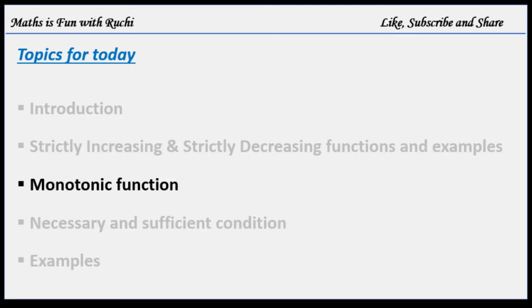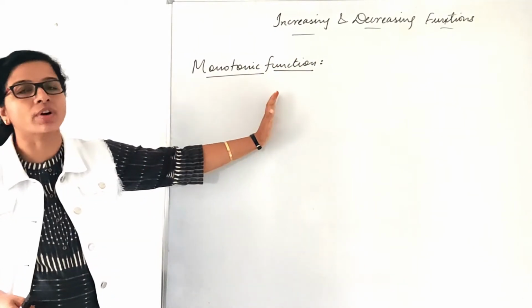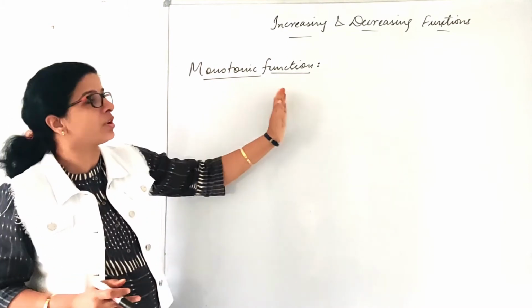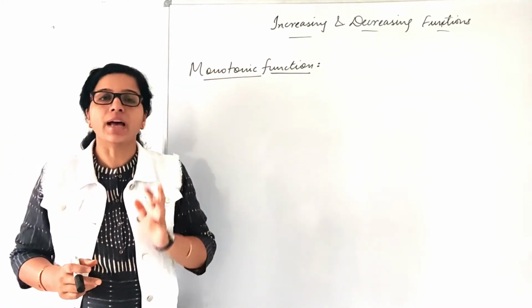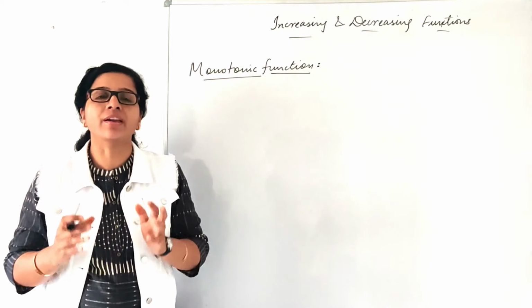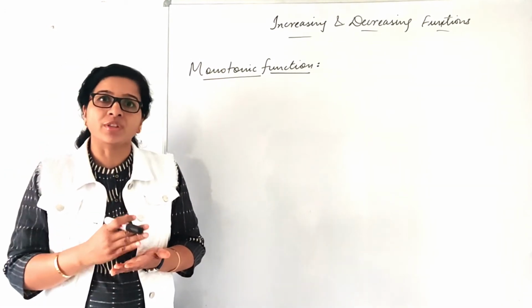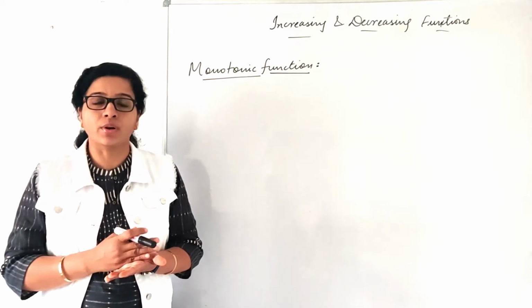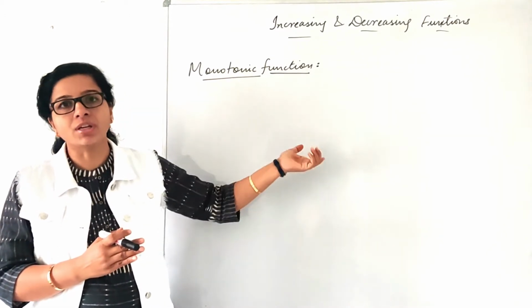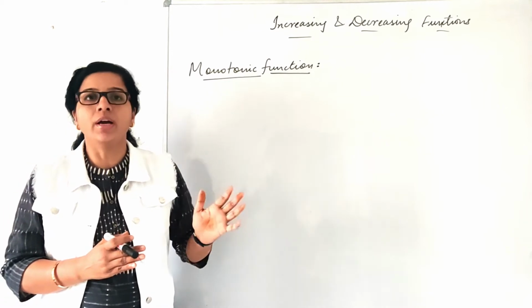Now, students, one word that comes up when we talk about increasing and decreasing functions is monotonic function. And what is the meaning of monotonic function? It means a function which is either increasing or decreasing in the given interval. So generally the question comes, check the monotonicity of a function. So we have to check in the given interval whether my function is increasing or decreasing.